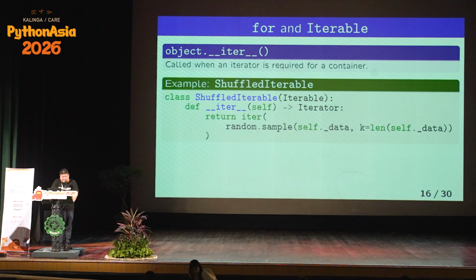And the for statement loop with the iterable classes. The dunder iter method is called when you use a for loop. Shuffle iterable inherits from iterable. Dunder iter uses random sample to shuffle all items. It returns a new random order every time. So now we have three useless objects. Each one breaks one operation.